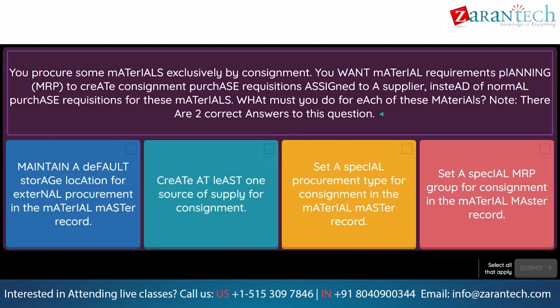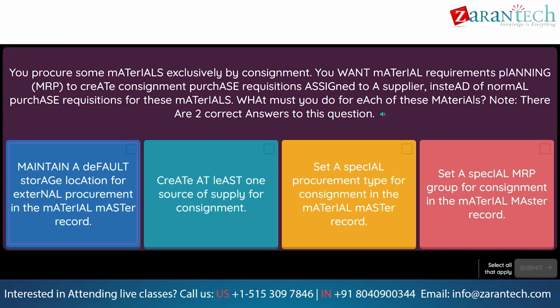Question: you procure some materials exclusively by consignment. You want material requirements planning, MRP, to create consignment purchase requisitions assigned to a supplier, instead of normal purchase requisitions for these materials. What must you do for each of these materials? Note, there are two correct answers to this question.